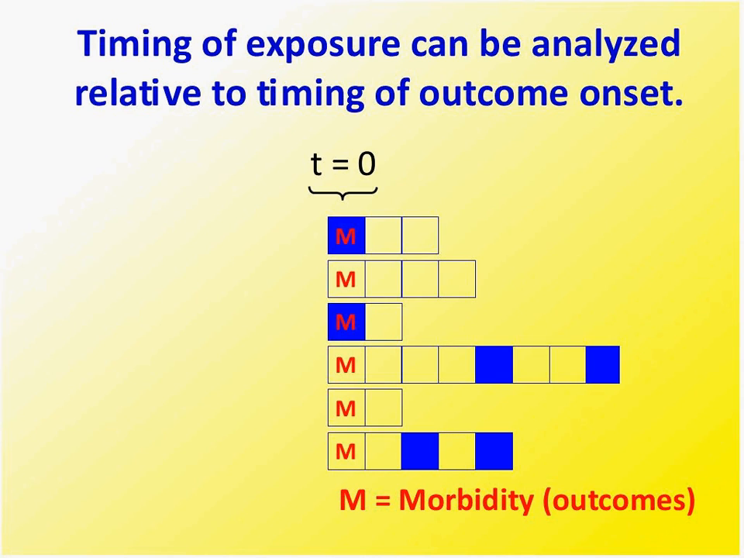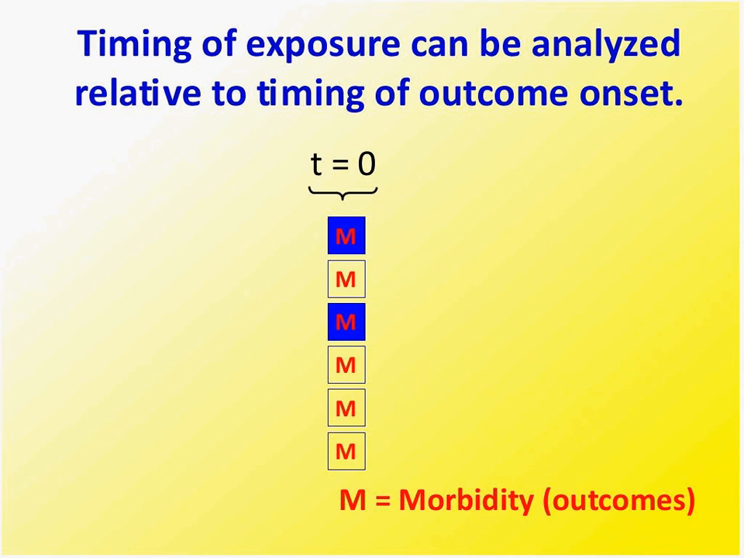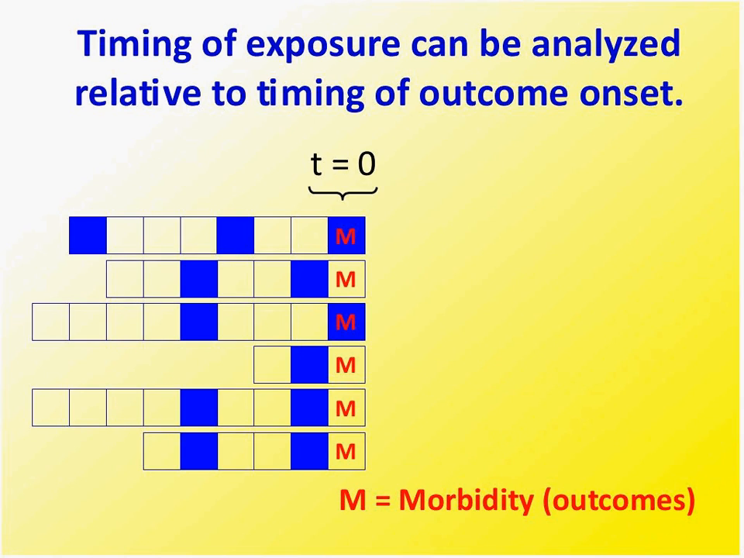You can line up. Here's the case crossover analysis. Time 0 is the onset of the outcome, and you focused only on the time before, because after you've had a myocardial infarction, all kinds of your exposures would change. So it was unidirectional.